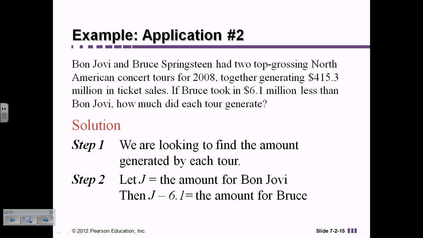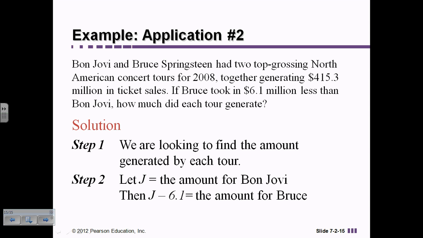Here's another one. Bon Jovi and Bruce Springsteen are two top grossing North American concert tours for 2008. And together, both tours generated $415.3 million in ticket sales. If Bruce took in $6.1 million less than Bon Jovi, how much did each tour generate?